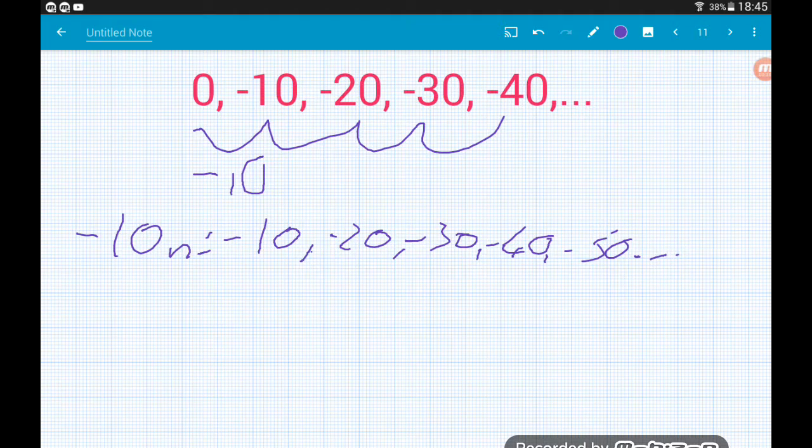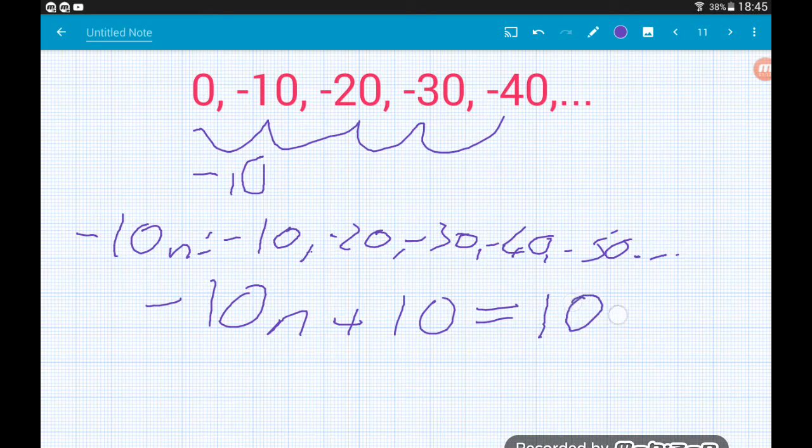Okay, so now we need to work out how do we get from minus 10n to our sequence. So to get from minus 10 up to 0, we need to add 10. To get from minus 20 up to minus 10, we need to add 10. So our nth term rule is minus 10n plus 10, which again, it doesn't matter at all which way around you write it. We could also write that as 10 minus 10n.